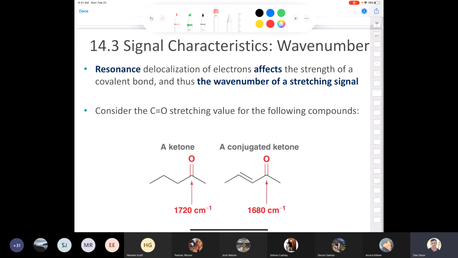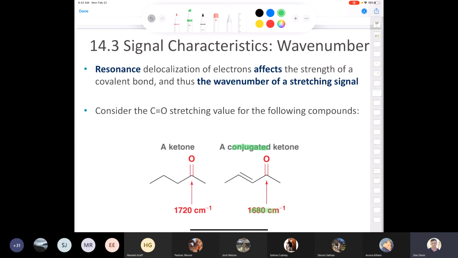Well, continuing on in the same vein, let's talk a little bit more about wave number and how resonance affects wave number, or the absorption of light by a specific bond. It says here that a ketone, a carbonyl, has an absorbance at 1720. And again, that's in that neighborhood, but very close to that. But you see here that a conjugated ketone has an absorbance that's quite a bit lower. It's at 1680. It's lower energy, right? Remember, lower wave number equals lower frequency equals lower energy.